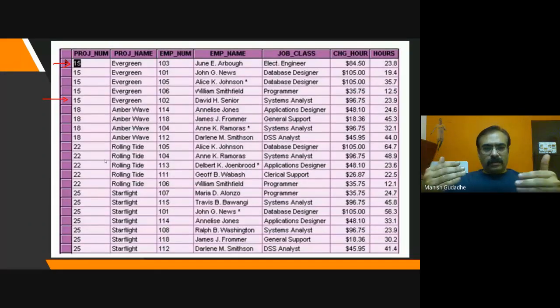Now the main aspect of normalization gets addressed from the second normal form. Now this is my structure. Which attribute can act as a primary key in this case? Can I have project number as a primary key? Only project number as a primary key? Yes or no?